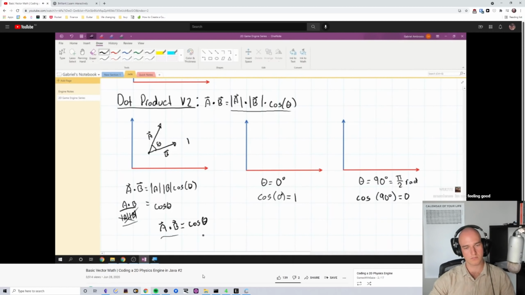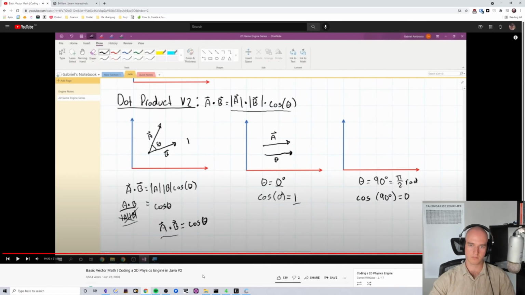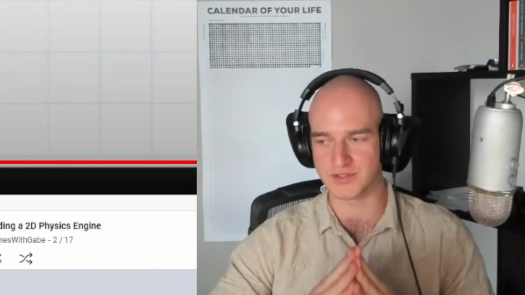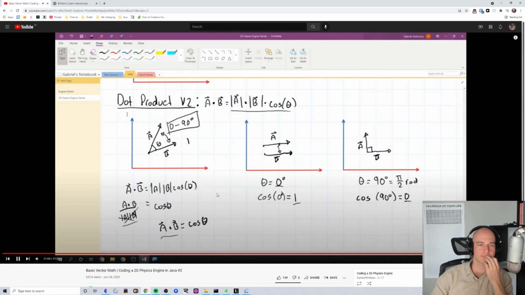So A dot B is equal to the cosine of theta, right? What this means is that if A dot B equals 1, then that implies that theta is 0, which implies that the vectors are parallel. Remember a little while ago where I said if they're parallel, it'll equal 0. I would like to formally apologize and take back that awful comment. It is 1.